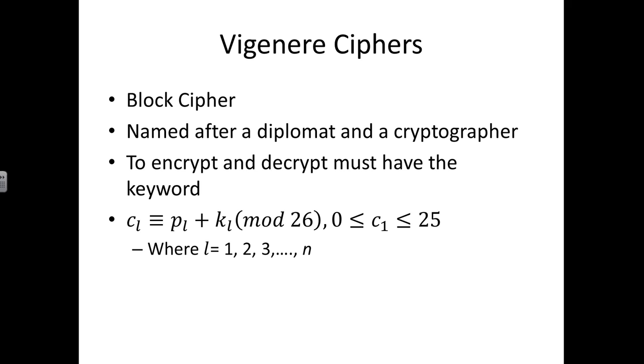The next system is a name which I cannot pronounce because I'm not good at pronouncing names, but he was a diplomat and he was a cryptographer, and he wanted a system that was a little more complex than the Caesar cipher, so he came up with the following equation, where C sub L is congruent to P sub L plus K sub L modulo 26, where C sub L is from 0 to 25, and L can be any number 1 through N, depending on how long your message is.